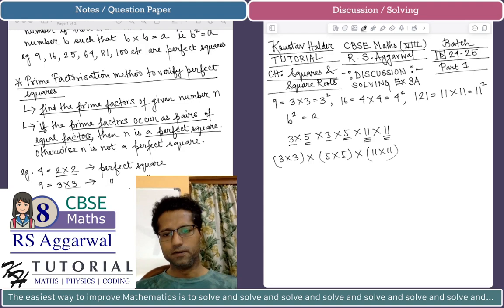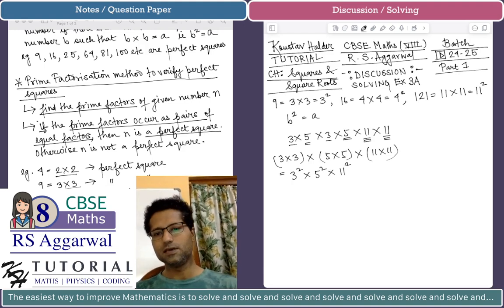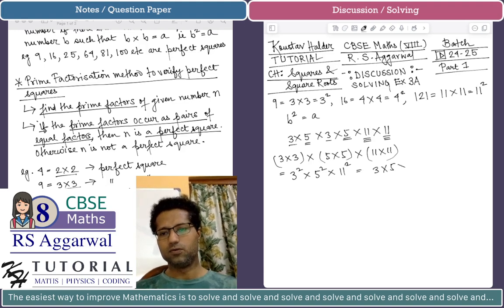We just grouped it. Now we can say that this is 3 square multiplied by 5 square multiplied by 11 square. So we can say that this is 3 into 5 into 11 whole square. So whatever this number is, we can represent that number as 3 into 5 into 11 whole square. So if this is the case, then definitely we can say that this number will be a perfect square or square number.